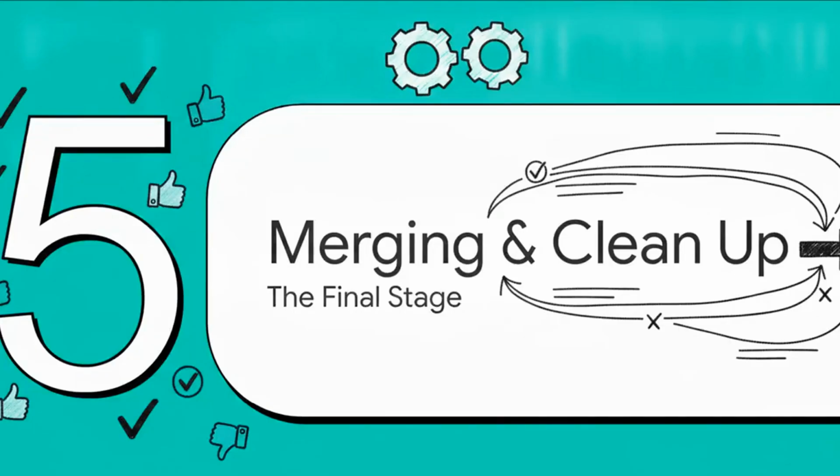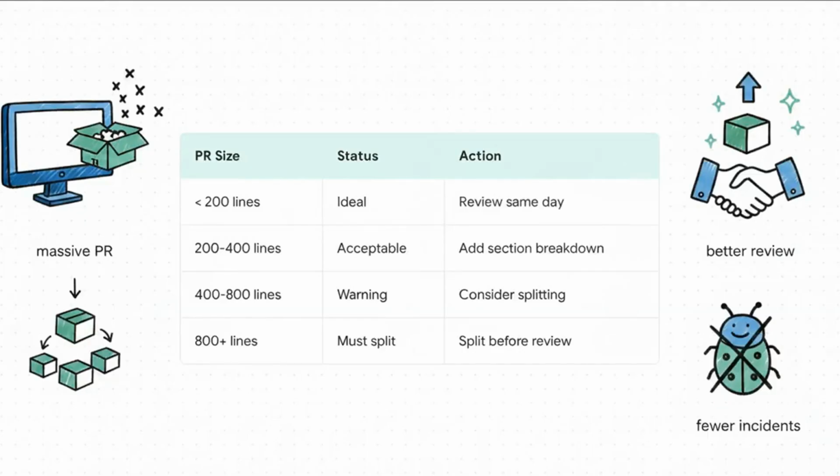All right, fast forward a bit. All the checks have passed, the approvals are granted, and every single conversation thread is resolved. Let's jump into Section 5, Merging and Cleanup, which is the final stage of our lifecycle. Now, a crucial checkpoint before you ever click that shiny merge button is ensuring PR size discipline. Research clearly shows that massive PRs inevitably lead to reviewers just skimming the code and missing bugs.